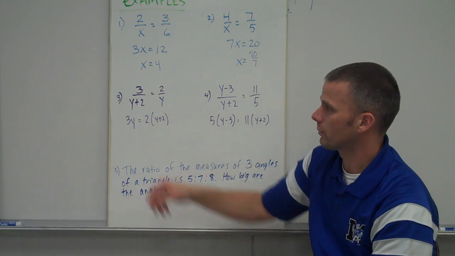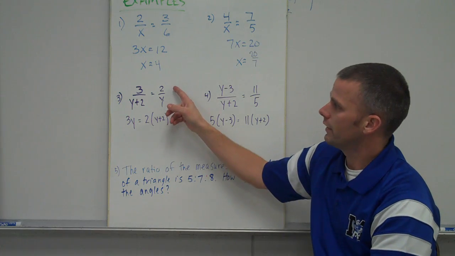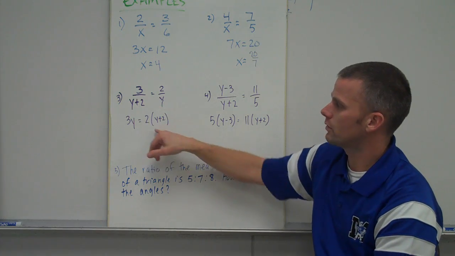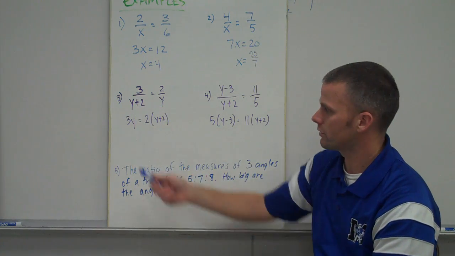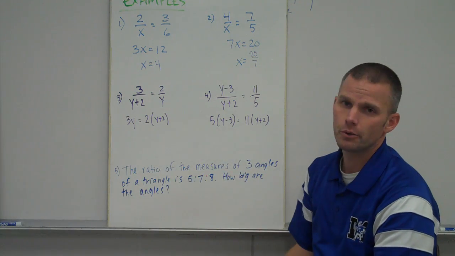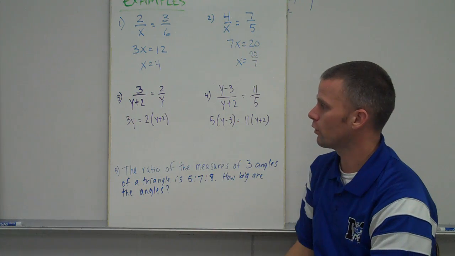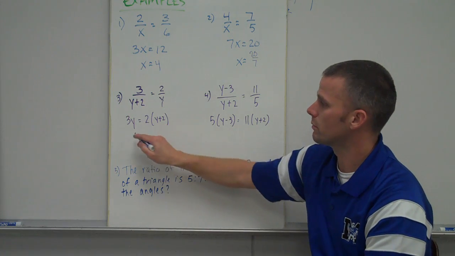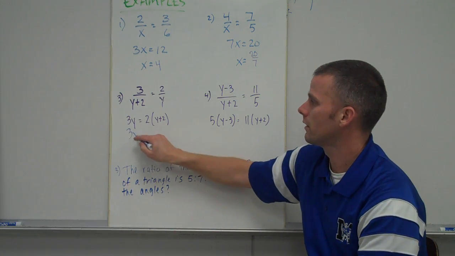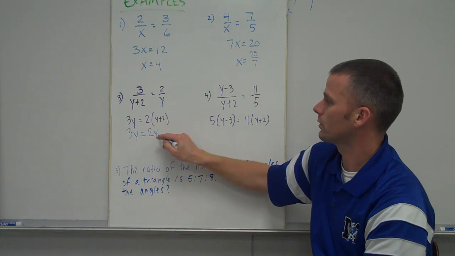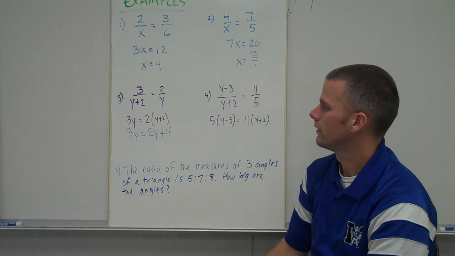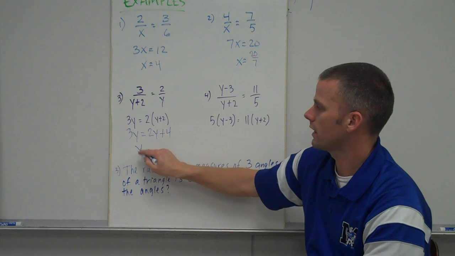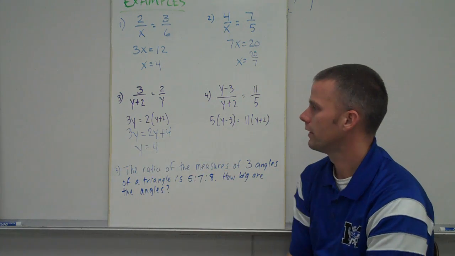3 times y is 3y. Here when we multiply the 2 and the y plus 2, we need to make sure that we distribute. Whether you start off by writing it like this, or you go ahead and distribute as you're cross multiplying, either way is fine. You got to do what's comfortable for you. Just make sure that you distribute. So we know that 3y equals 2y plus 4. And so if I subtract 2y from each side, I know that y equals 4, and we're done.